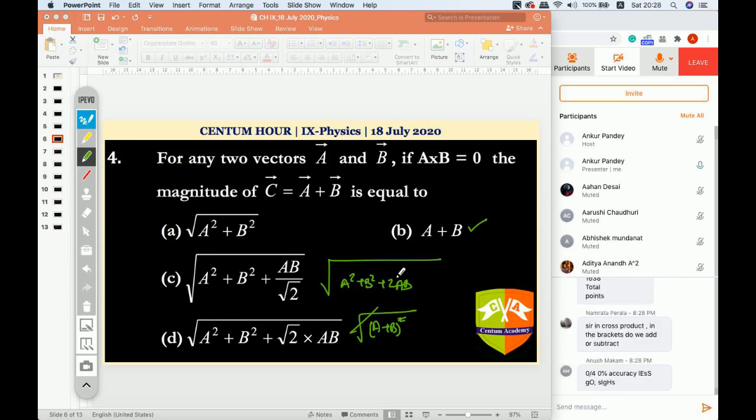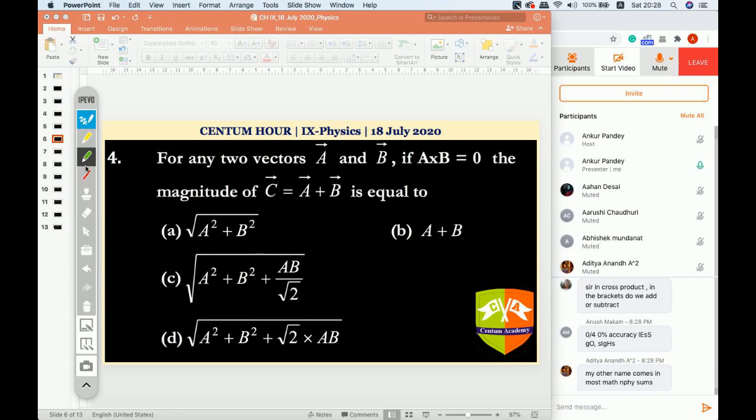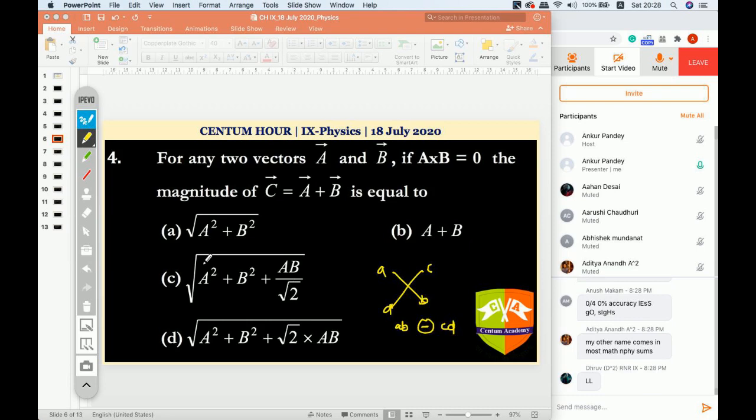In cross product, in the bracket, do we add or subtract? In cross product, we don't have an addition or subtraction involved. Achha, okay, got it. In the matrix method, yes, by default there has to be subtraction. Suppose this is A, B, C, D. You will be writing AD minus BC. Clear?